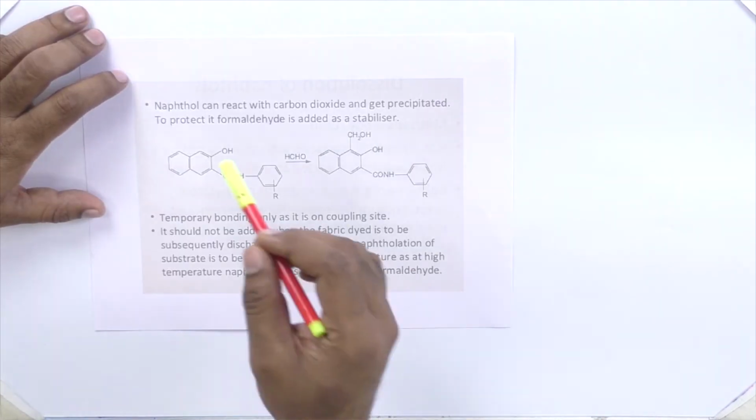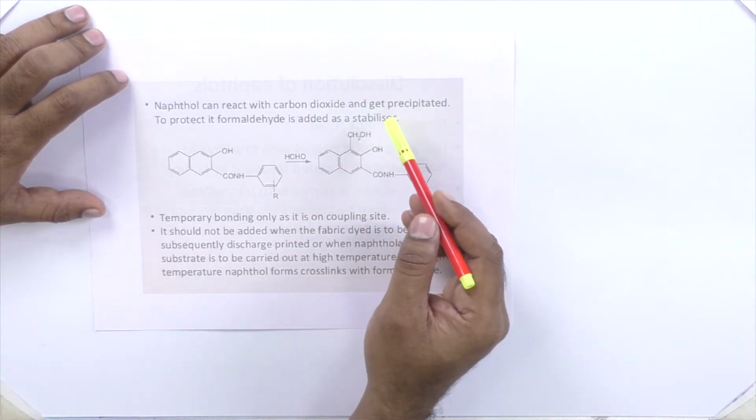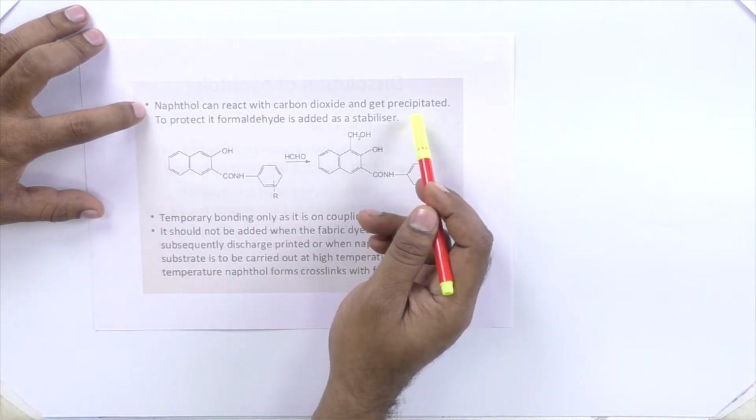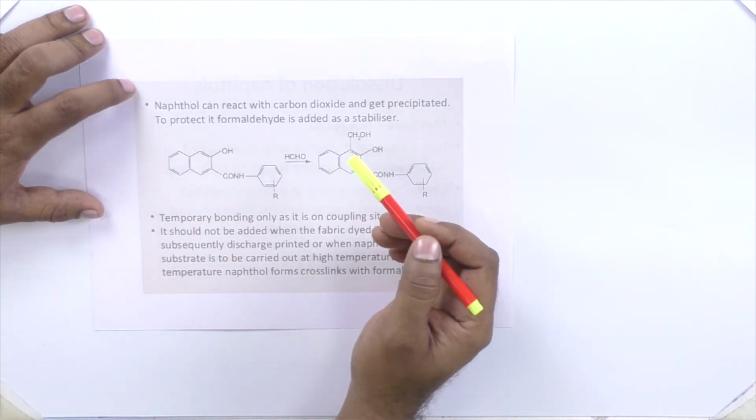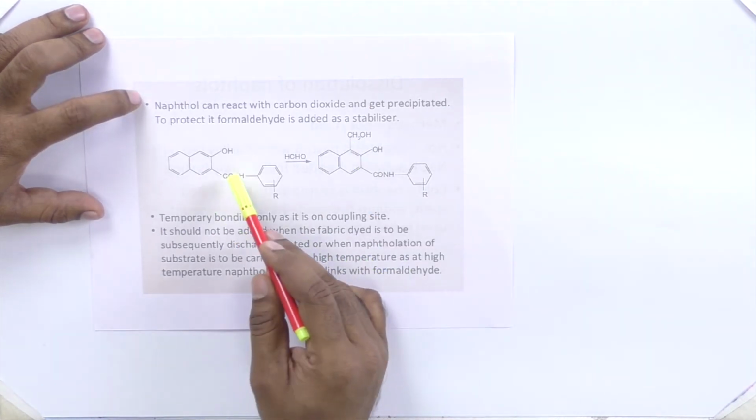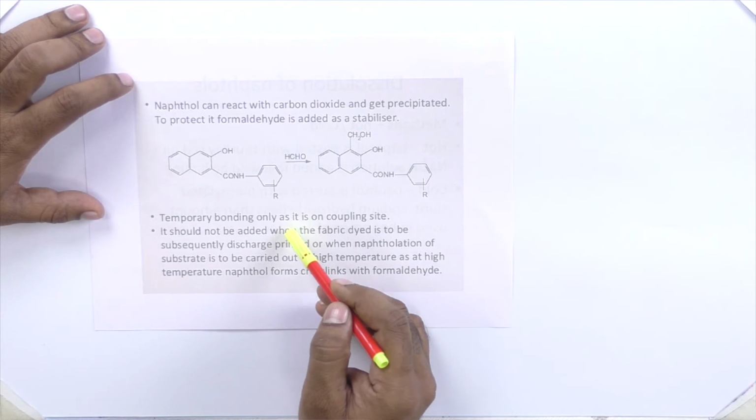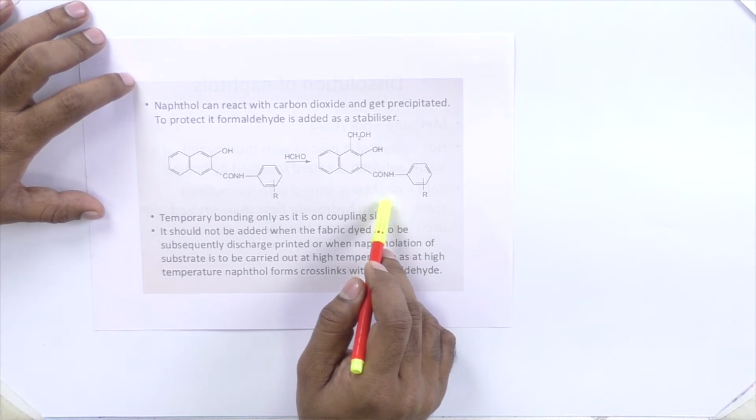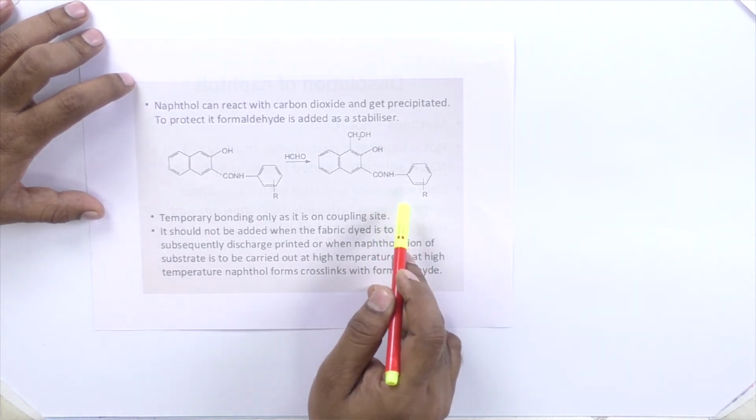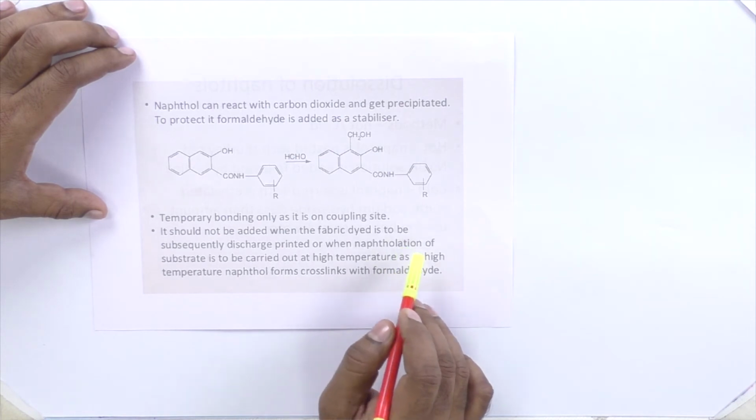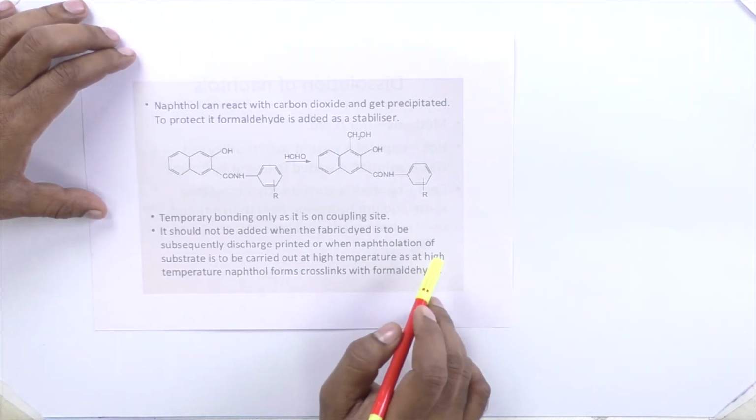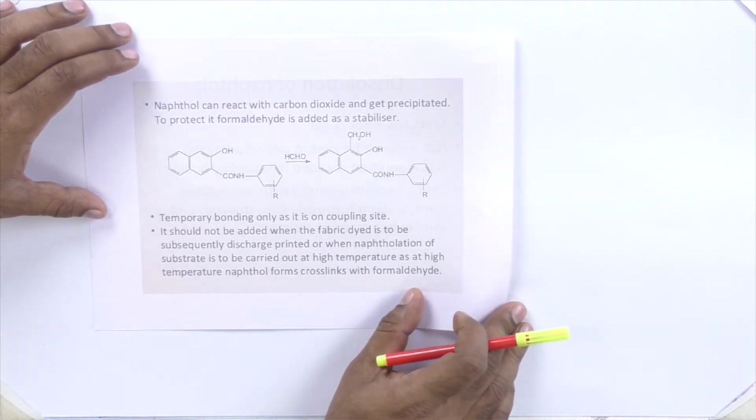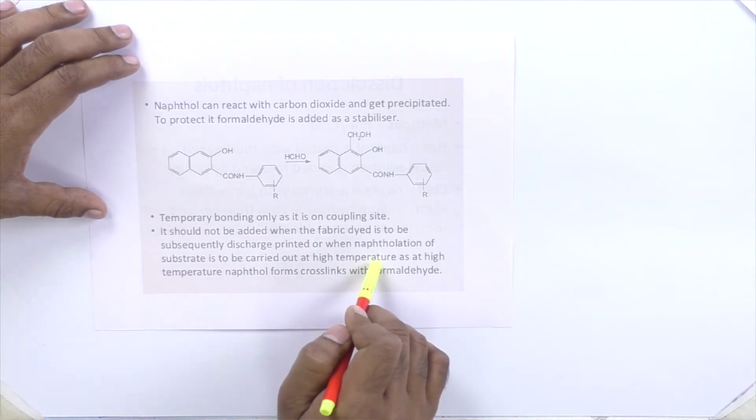Naphthol can react with the carbon dioxide present in the atmosphere and get precipitated. To protect from precipitation, we have to use formaldehyde as a stabilizer. The application of naphthol on cellulosic material is only a temporary fixation. The dye gets attached to the cellulosic fibers only on coupling with the base. The temperature should be as low as possible, otherwise the formaldehyde can react with naphthol and start cross-linking, which should be avoided. Normally the naphthols are applied below room temperature.